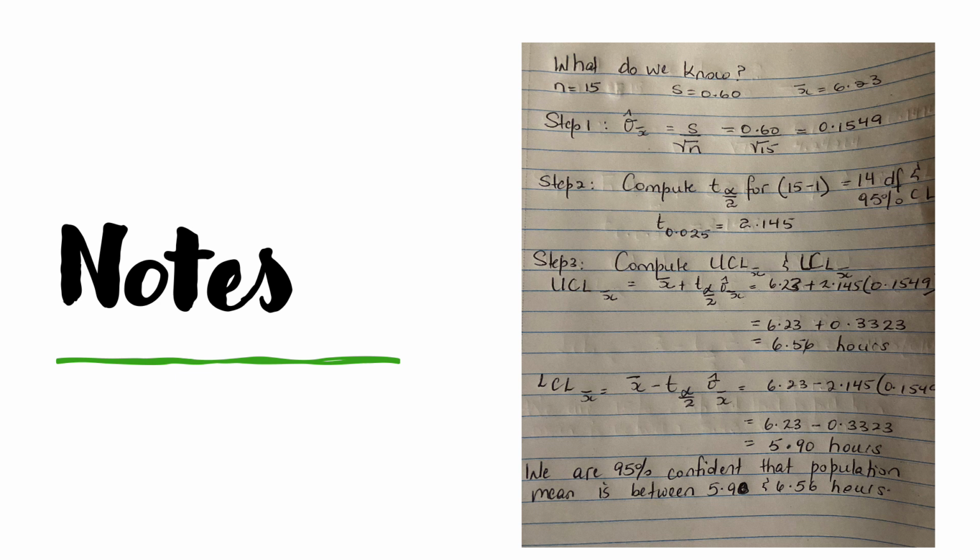Step 3, we're going to compute our upper control limit and our lower control limit. For our upper control limit, the formula is similar to the one that I had posted. We're taking our mean and adding our t critical times the standard error of the sample means, and then we're doing the same thing for the lower control limit. This time we're subtracting. So when we put the data in for our upper control limit, we get 6.56 hours. When we put in the data for the lower control limit, we get 5.90 hours. What does this mean? Well, it means that we're 95% confident that the population mean is between 5.9 and 6.56 study hours for statistics.